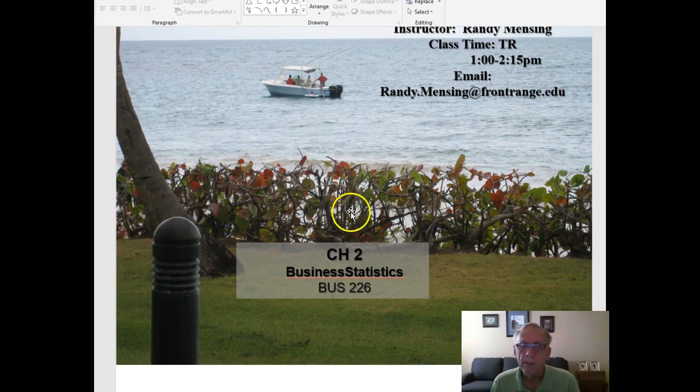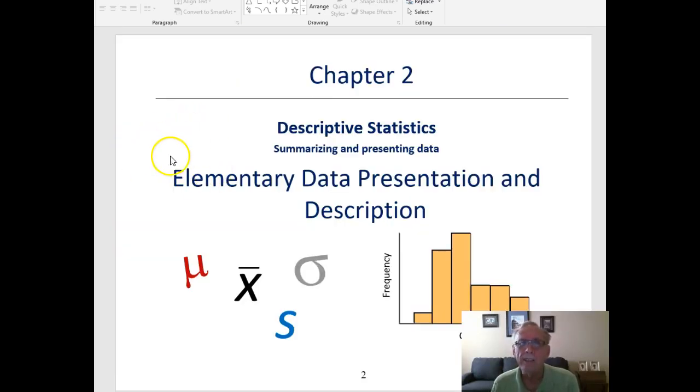Statistics, Business 226. In Chapter 2, which we're going to cover today, we're going to start using some of the activities, some of the processes that we're going to use the entire semester. We're going to look at descriptive statistics. And if you recall from Chapter 1, that's really summarizing and presenting data, giving us tools to do that.